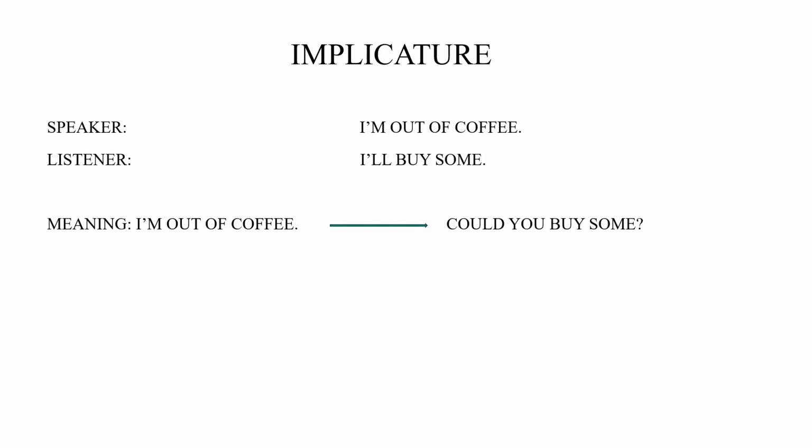Sometimes speakers don't express everything directly. Instead, listeners infer the intended meaning. For example, the speaker says, I'm out of coffee. The listener says, I'll buy some. In fact, the meaning of I'm out of coffee is, could you buy some? This hidden meaning is called implicature.